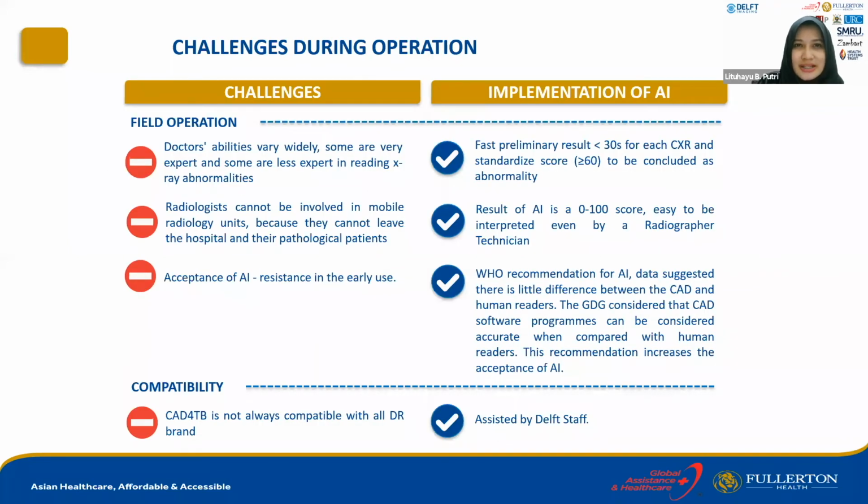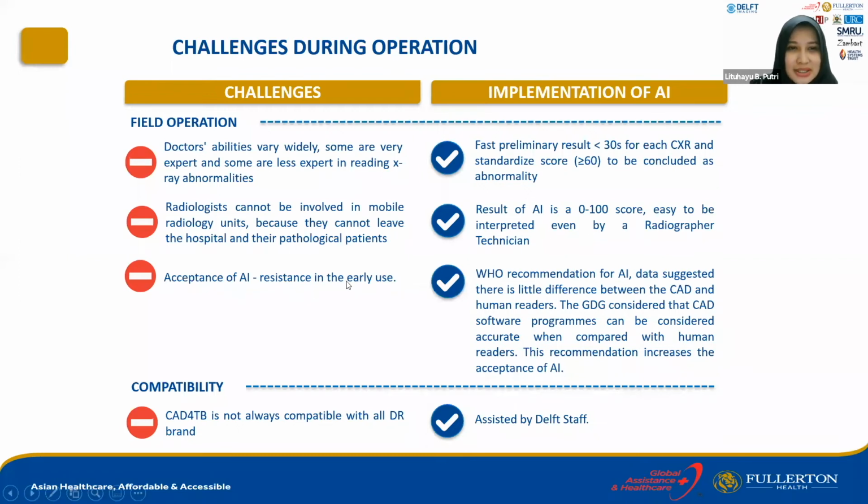And so this is the challenge during the operation. In the field operation, we understand that doctors' expertise in reading chest X-rays varies widely. Sometimes they are very expert, but some are less expert in reading X-ray abnormalities. So this AI has become a kind of standard tool, a standard score to conclude abnormality. And it's really fast to get the result. That really helped in the crowded screening area.